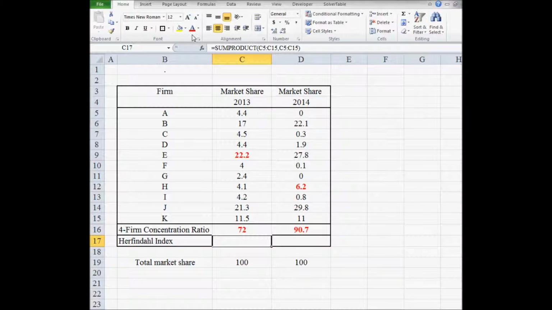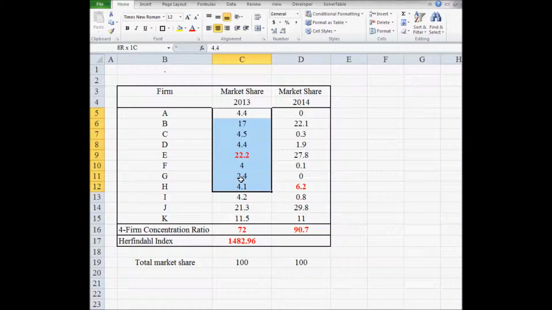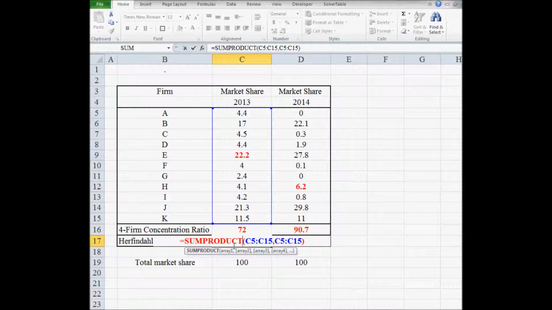The Herfindahl index for 2013 is 1482.96. Now, how did I get that? Well, you square each of these: 4.4, 17, 4.5, 4.4, and so on, down to 11.5. After you square all these, you sum them up. Now, there's a quicker command in Excel to do this. It's called SUMPRODUCT. When you have C5 to C15, comma, C5 to C15, this command squares 4.4, adds that to the square of 17, adds that to the square of 4.5, etcetera.